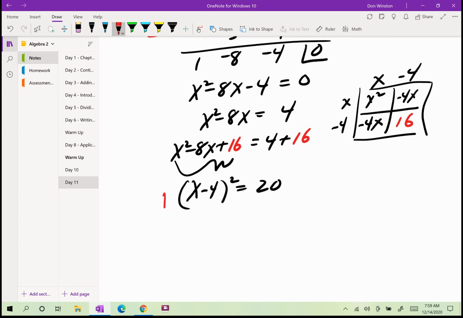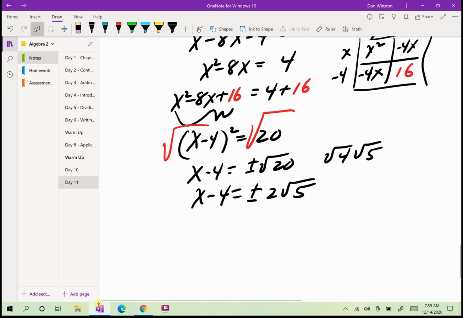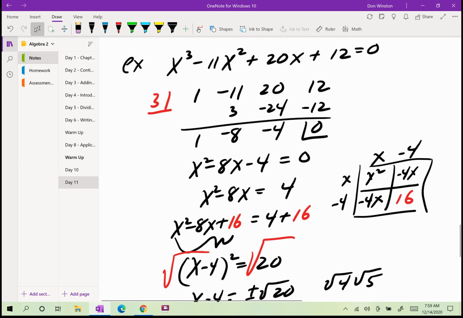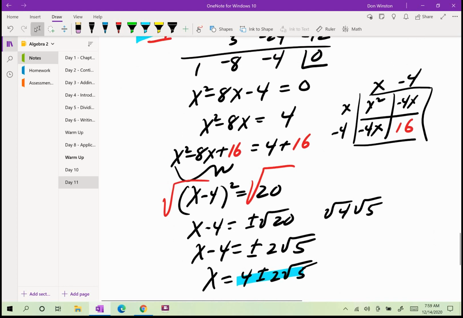Take the square root of both sides, and we get x minus 4 equals plus or minus root 20, which is what? 4 times 5. So this would be x minus 4 equals plus or minus 2 root 5. And then finally, x is equal to 4 plus or minus 2 root 5. So I found my zeros. 4 plus or minus 2 root 5. And then the other 0 was what? 3. And I found that by using decimal. So I found all 3 zeros.